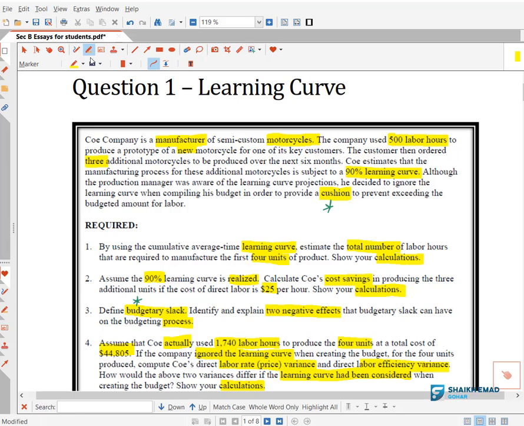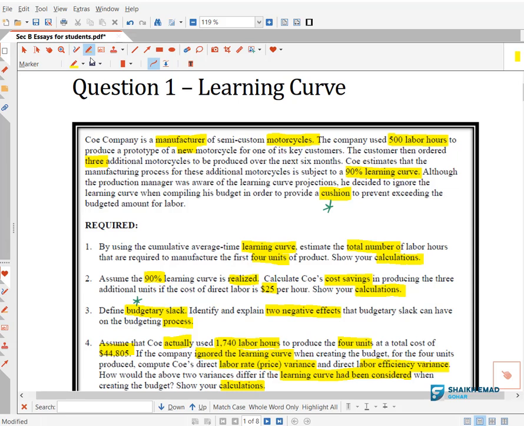They say if we incorporate the learning curve, the target will become more tough and maybe not easy to achieve. So what they did, they said ignore the learning curve while making the budget. What is this? This is called budgetary slack. Okay, what is budgetary slack? Let us see first requirement number 3.